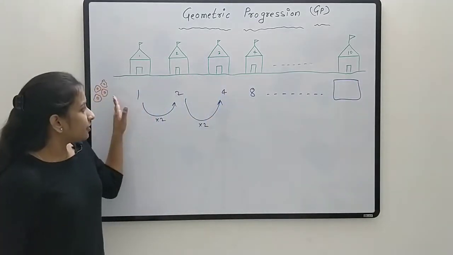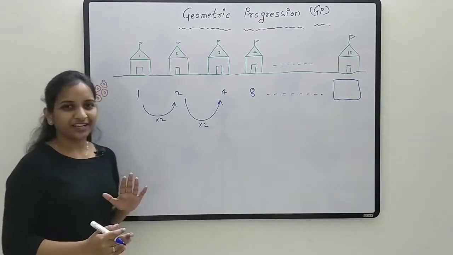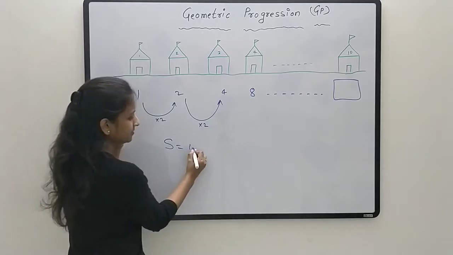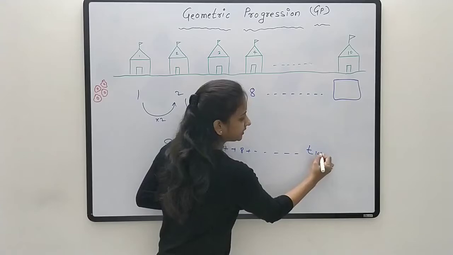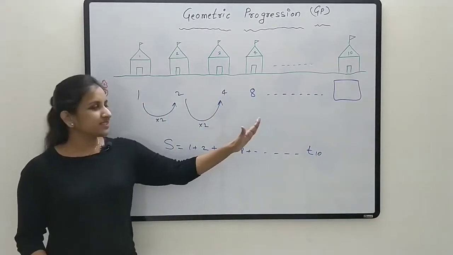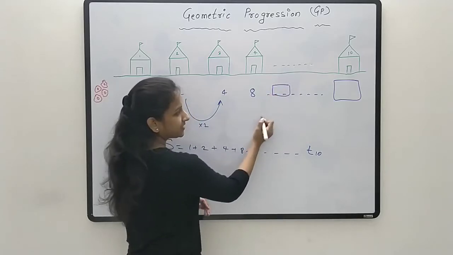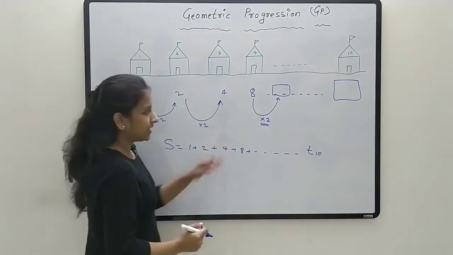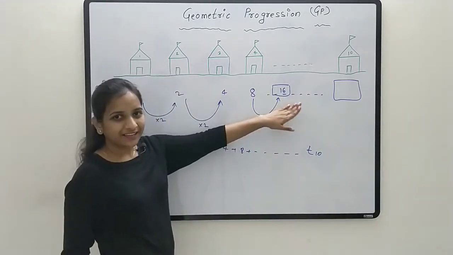Now, how many flowers should he bring with him? That we have to find. So, we should add these numbers of flowers, right? 1 plus 2 plus 4 plus 8, like this till the 10th term. Understand the sequence. Here, we are finding the next term of the sequence by multiplying a constant to its previous term, right? The next term will be 16. So this is like a GP series, right?